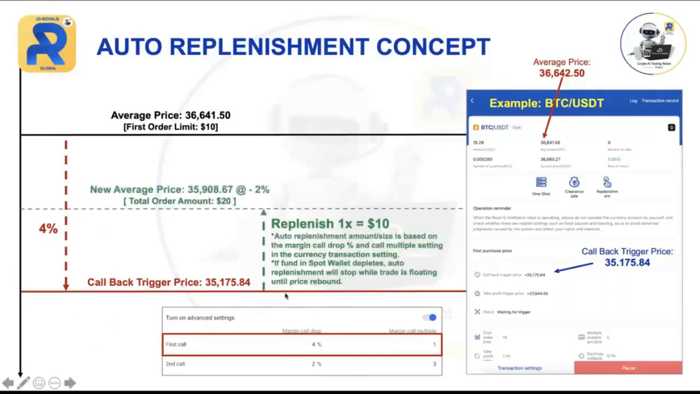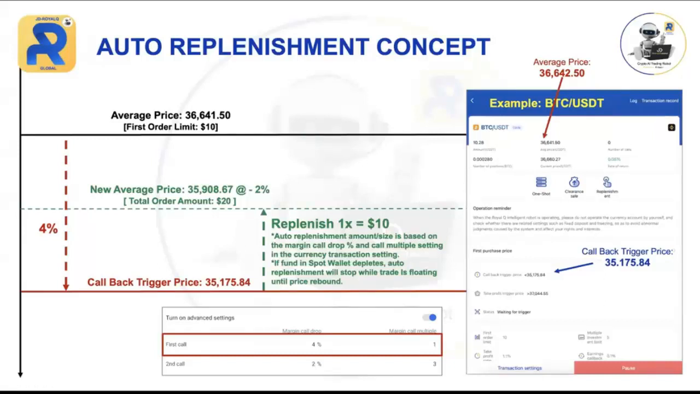So if the robot opens that trade at times 1, can you see, multiply by 1, which is $10. Now, if the robot opens at $10, which is the same as my open amount, what will happen now is that a new average price will be 35,908. So what happens to my losses? Instead of minus 4%, now my losses will improve by 50% to minus 2%. So just imagine if the market actually reverts at this time, what will happen? I'll be profiting, right? I'll be profiting.